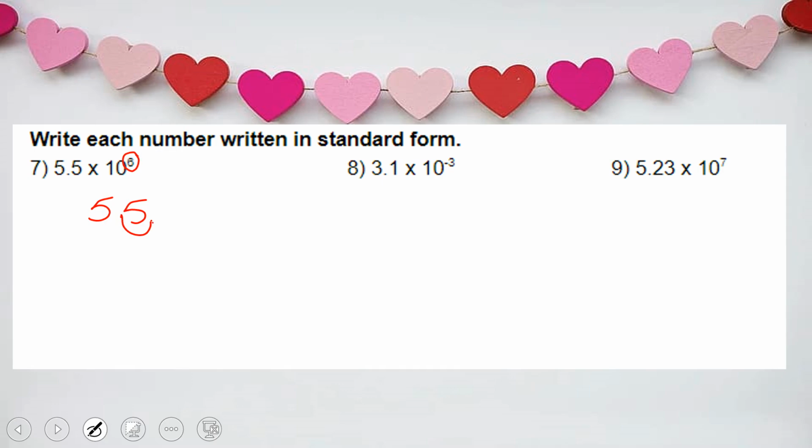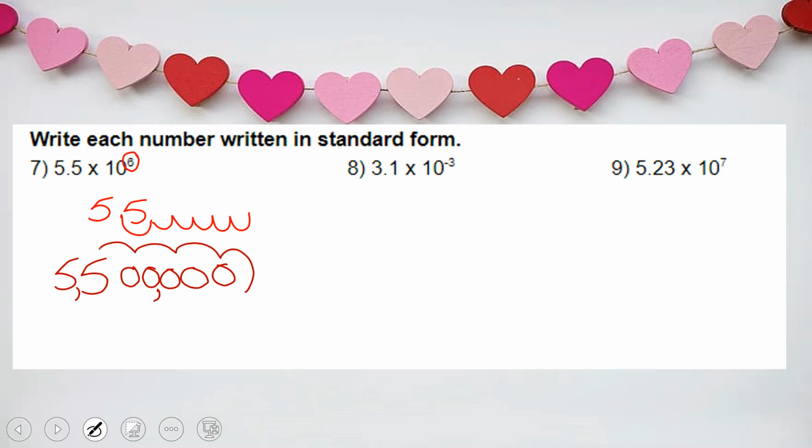So here's 1, 2, 3, 4, 5, 6. And in all of those empty spaces, I'm going to end up with zeros. So I have 5, 5, and then 1, 2, 3, 4, 5 zeros. And then place your commas where they would go. So right here would be my answer in standard form.